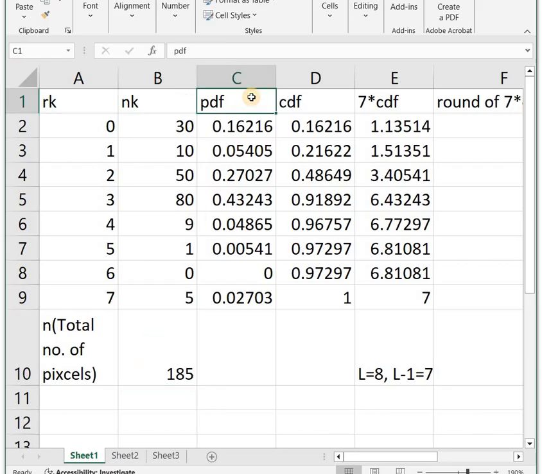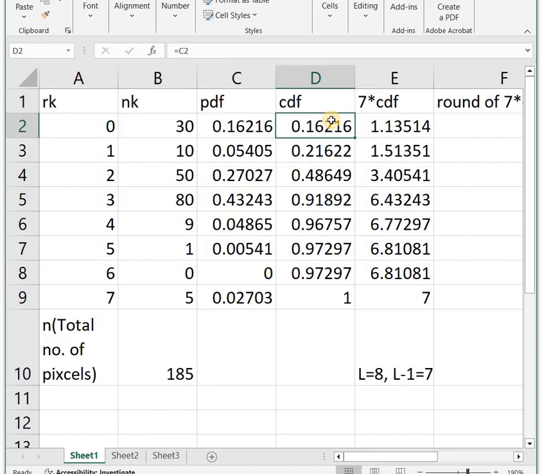Now you have to calculate PDF. What is the formula for PDF? It is NK upon N for every RK. So for the PDF of RK0, what is the formula? It will be 30 divided by 185. So I get this. Similarly, I do it for RK1. What will be the formula? 10 upon 185. For RK2, it will be 50 upon 185.